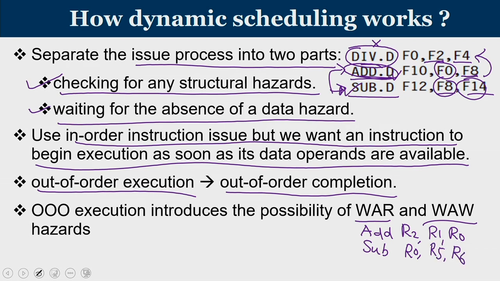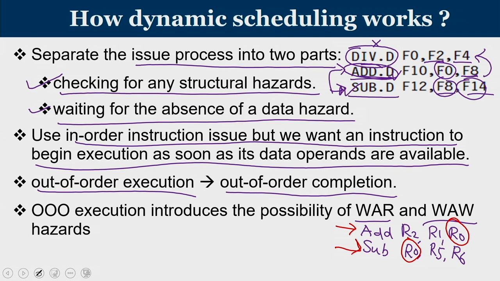Now in this case, if you look at the instruction sequence, you can see that there is an R0 from which the add instruction is going to read, and there is an R0 to which the subtraction instruction is going to write. Normally, if it is an in-order pipeline, then the add will read the contents of R0 and R1, and only then the subtraction is going to write, because reading from R0 and R1 happens in the ID stage of the add instruction, and writing into R0 will happen in the WB stage of sub.